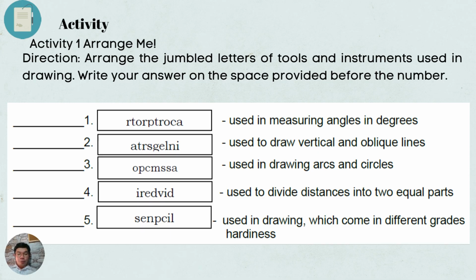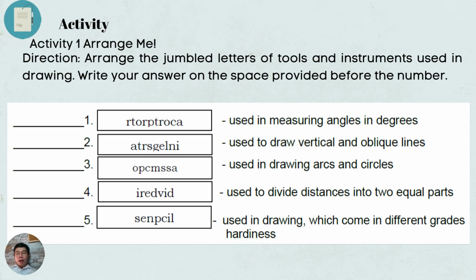Activity 1, Arrange Me. Direction: Arrange the jumbled letters of tools and instruments used in drawing. Write your answer on the space provided before the number. Again, you must write your answers on your TLE 6 notebook.